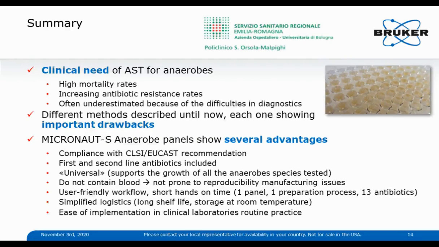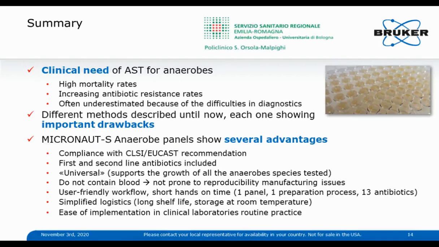The findings of the study I have presented here show that the MICRONAUT panel represents a reliable and user-friendly method suitable for routine practice. It fits both with EUCAST and CLSI recommendations, and including also second-line antibiotics, it provides a comprehensive result in one single test. It is a universal system which showed to support the growth of all anaerobic species tested, including the most fastidious ones.